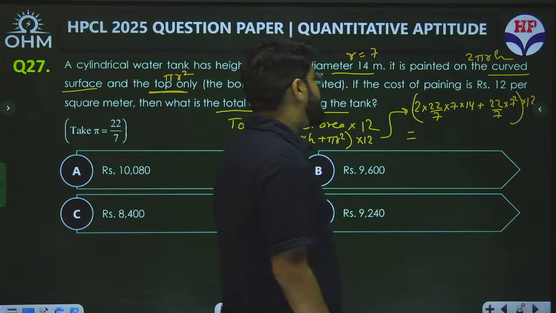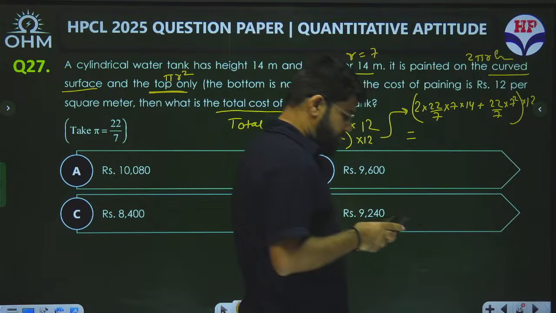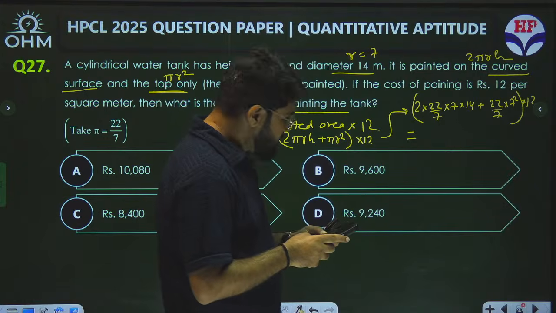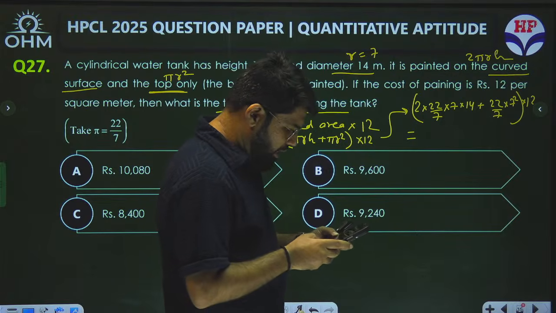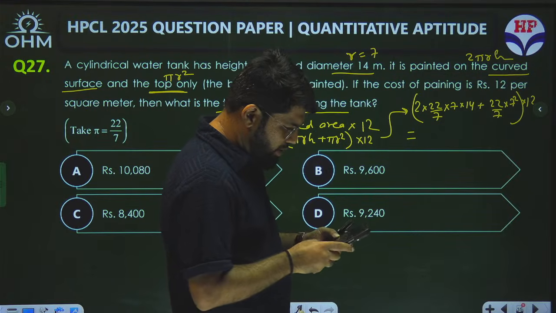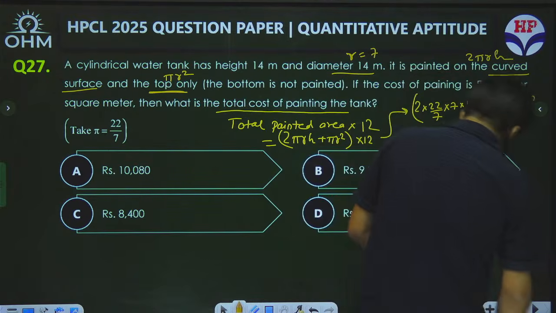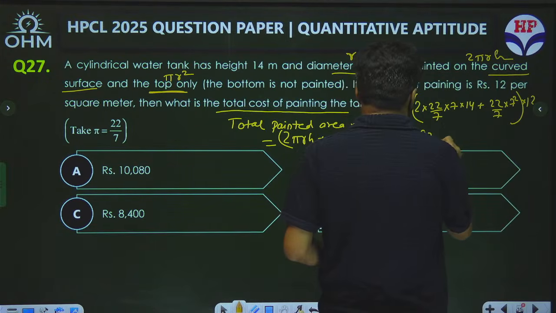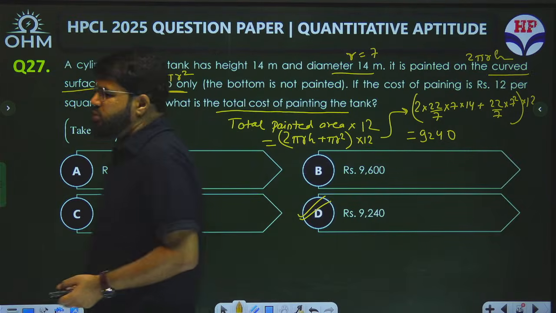So how much is this part only? 7 cancel. I'll just do the calculation part quickly. 44 into 14, and then add this one again, and multiplied by 20. Final answer 9240. You can do the calculations manually, but let's move to the next question now.